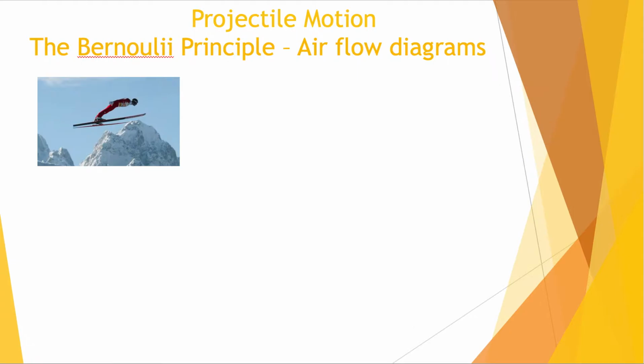So the three that appear on the specification are ski jumping, discus and javelin. So let's have a look at ski jumping first of all. So we've got our ski jumper, and effectively what this ski jumper is doing with their skis and the shape of the body is creating an aerofoil. So we've got the bottom of this object and a curved top.